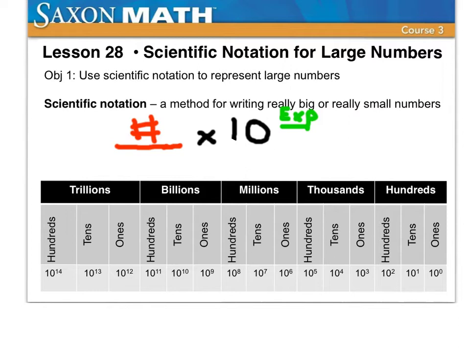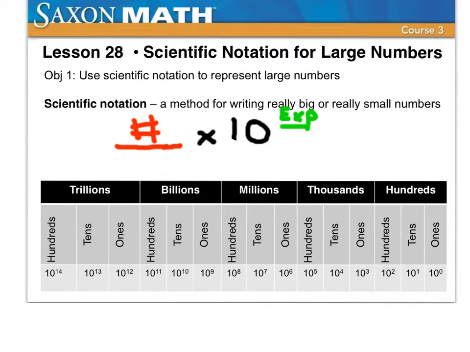Alright, so a couple things we need to know. First of all is the definition of scientific notation. Scientific notation is a method for writing really big or really small numbers. And today we're going to talk about the really big variety. Let's say you had a number in the 10 trillions. That'd be a lot of zeros afterwards. So there's a way to write this shorter. That's what scientific notation is. It's a way to write numbers with a lot of zeros in a shorter way.